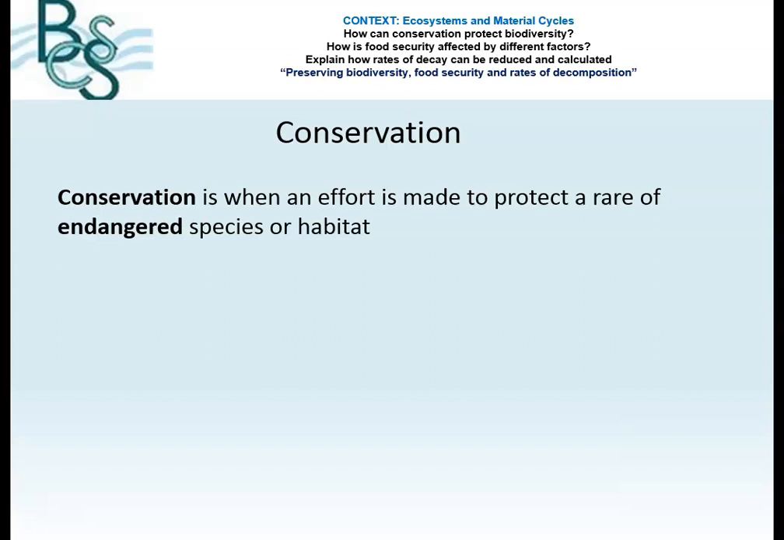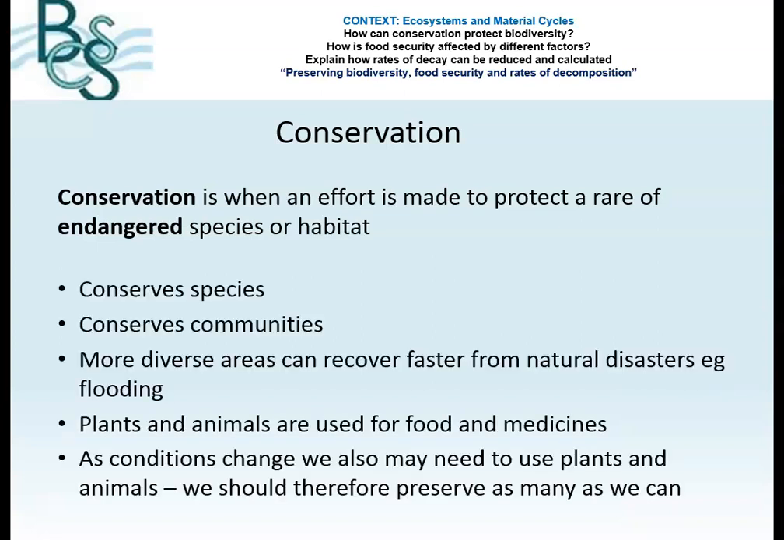So first of all, what is conservation? Well, conservation is when humans actually make an effort to protect the environment or particular species within the environment. And why is that important? Well, we have a human right to protect species and make sure that they don't become extinct. We also have selfish reasons for doing it because, as I've said before, we use plants and animals to provide us with food and to provide us with medicines.